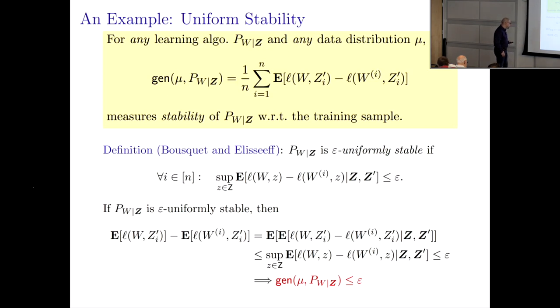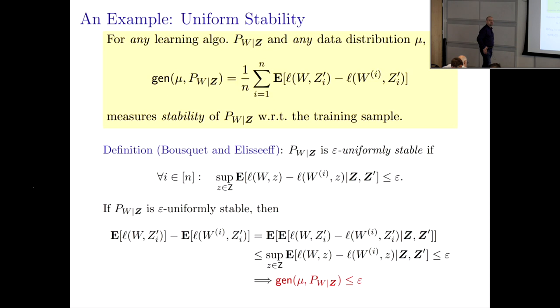If the algorithm is uniformly stable, then I can look at the ith term in this sum. This is the first thing you would do: you would use the law of iterated expectations. You condition on Z and Z prime, and then once you condition, the data become deterministic. I can now take the supremum over that, and the supremum goes outside the expectation by convexity. We see that this term is less than or equal to epsilon. So if uniform stability holds, then the generalization error is less than epsilon. That's a good property to have.